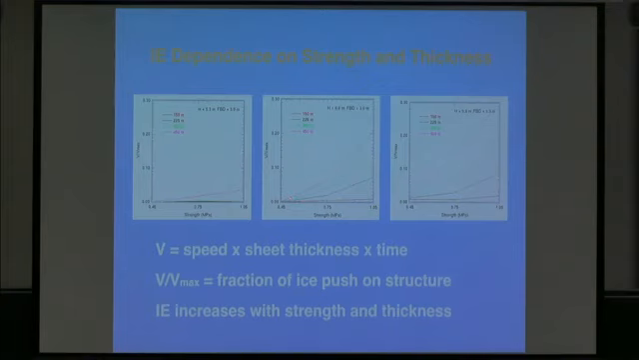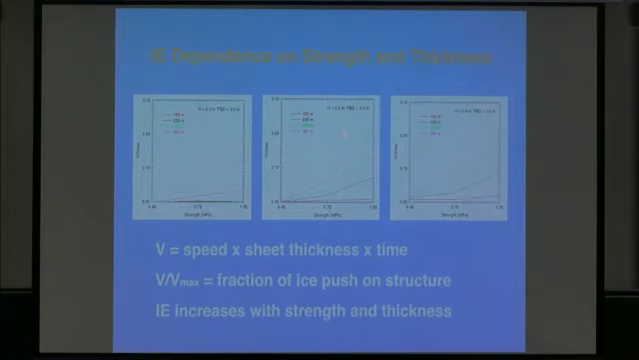And V over V max is the encroachment normalized by the maximum encroachment that we saw. So, I'm sorry, it's the encroachment divided by the mass of all of the ice pushed at the structure. So if it's 0.3, 30% of that ice ended up on the structure. At the low strength, you've got a weak ice sheet hitting a structure. It doesn't have the strength to push itself up the pile onto the structure, and you don't see much encroachment, less than 10% of the ice.